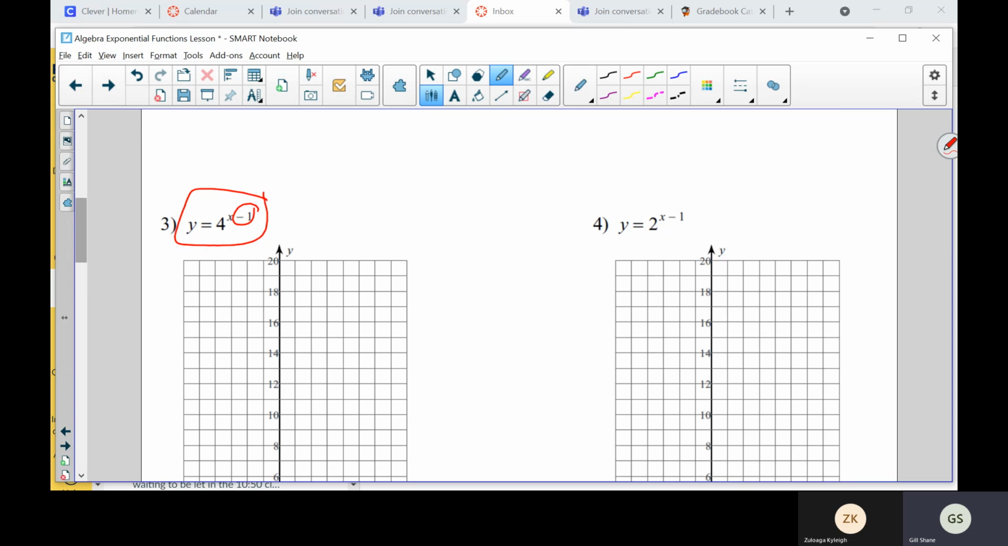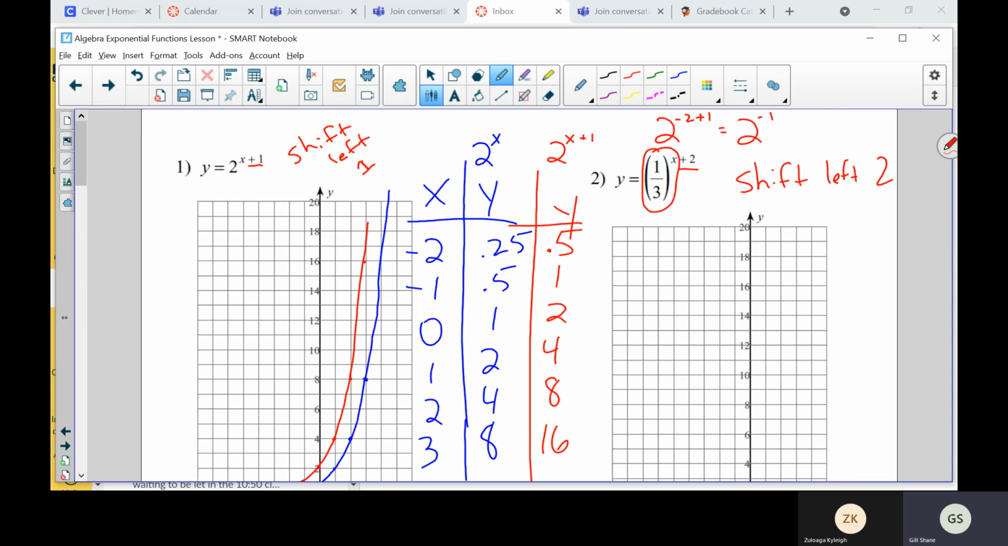I mean, I just told you what you would write, right? Exactly what I wrote. Shift left 1. That's your answer for number 1. I did it for you. Shift left 2, I did number 2 for you. That's all you have to write. You don't have to graph anything.